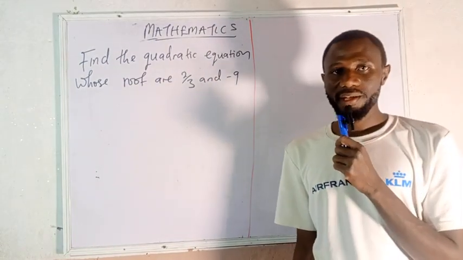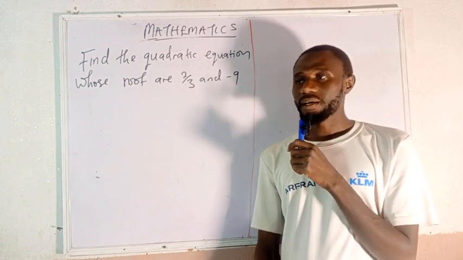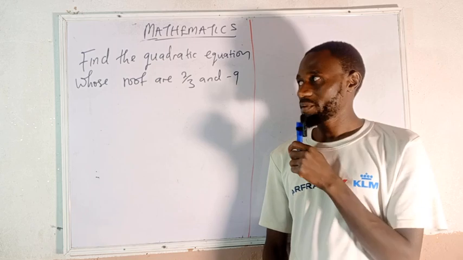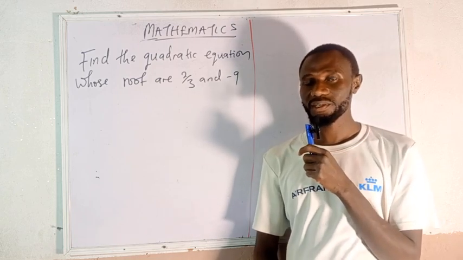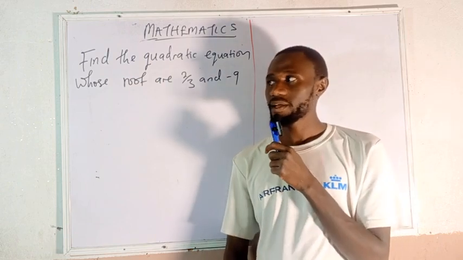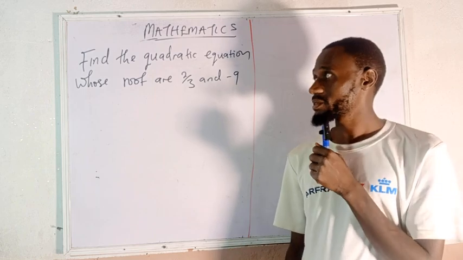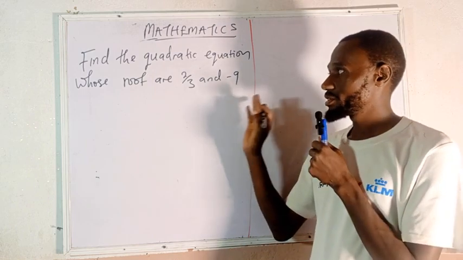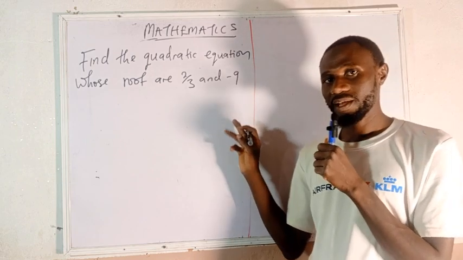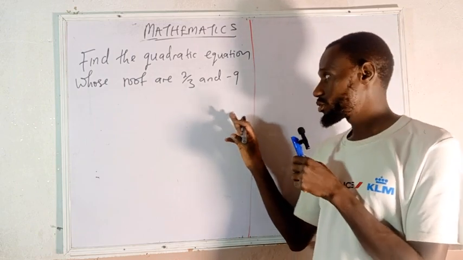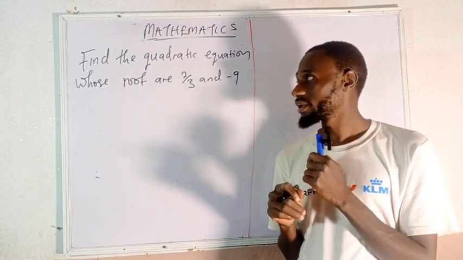In this video we'll learn how to find the root of the quadratic equation. Remember that whenever you are factorizing or solving a quadratic equation, you need to find the two answers, that's the two values of x. Okay, in this case they asked to find the quadratic equation whose roots are 2/3 and -9. Since the two roots are given, they asked to find the equation.